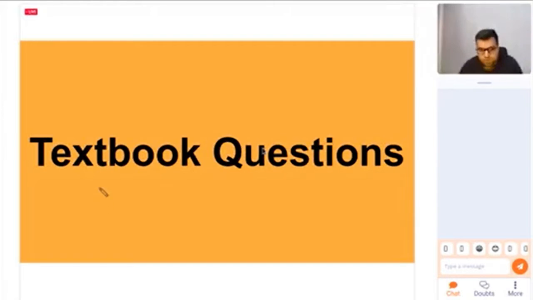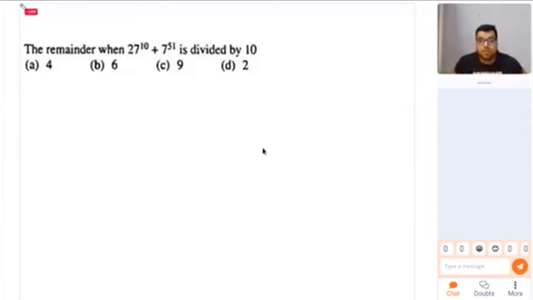Keeping the first question in front of you: the remainder when this expression is divided by 10. See students, if the question is asking for the remainder when divided by 10, what does this mean? Divided by 10 simply means that you have to tell the unit digit of the given number. Here the number is this. You have to just tell me the unit digit and you will get the remainder with 10.